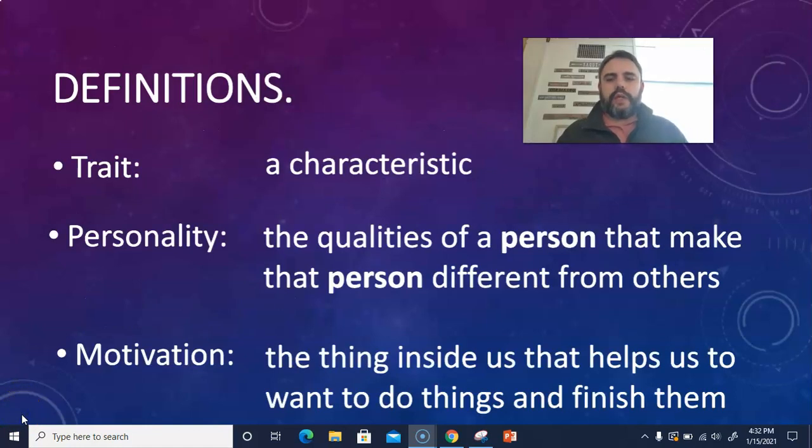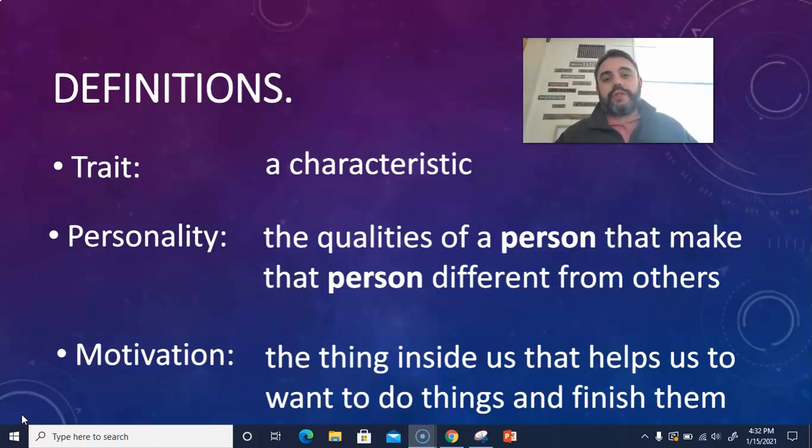So let's look at a couple of those definitions right now. 4 definitions for you today. First definition on your screen is a trait. We talked about this recently. A trait is a characteristic. Second word we need to be concerned with is personality. When we talk about a person's personality, we are talking about all the qualities of a person that makes that person different from others. And if you got a keen eye out there, you see the word person in the definition, and we call it a personality. There you go.